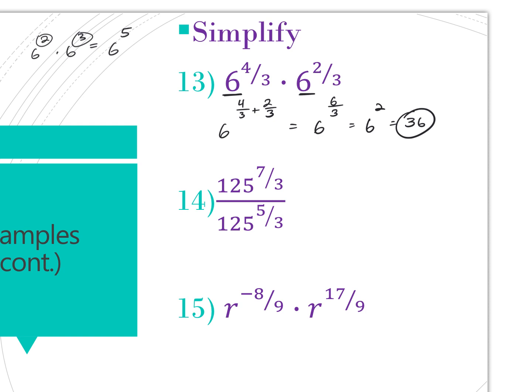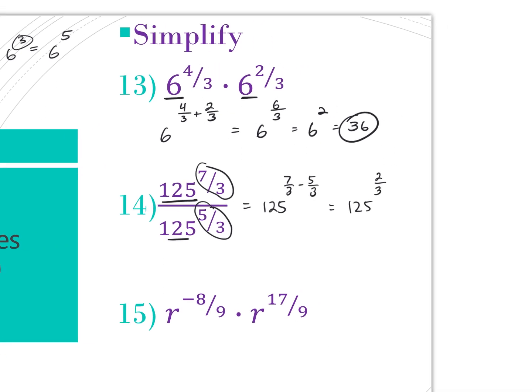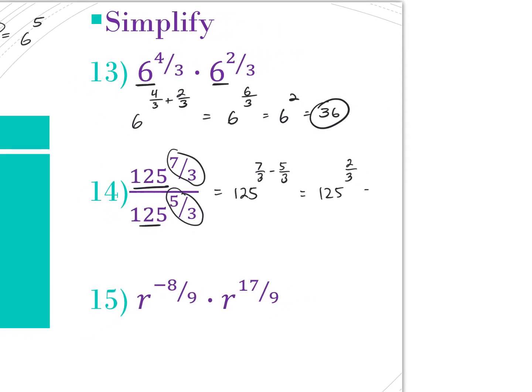And then here again, it's division. Notice your base is the same, so you know that your answer is going to be 125, and what you're going to do is subtract your exponents. So 7/3 minus 5/3. And so that's going to equal 125 to the 2/3 power. Now I worry about the radical and stuff like that. So I know that's going to be the cube root of 125, and that answer squared. So the cube root of 125 is 5, and 5 squared is 25.